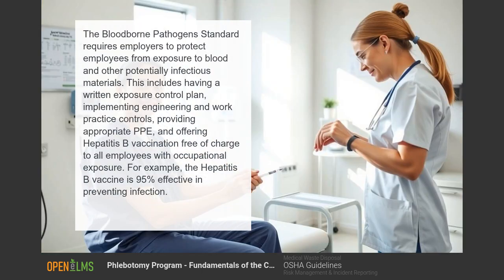The Bloodborne Pathogen Standard requires employers to protect employees from exposure to blood and other potentially infectious materials. This includes having a written exposure control plan, implementing engineering and work practice controls, providing appropriate PPE, and offering hepatitis B vaccination free of charge to all.